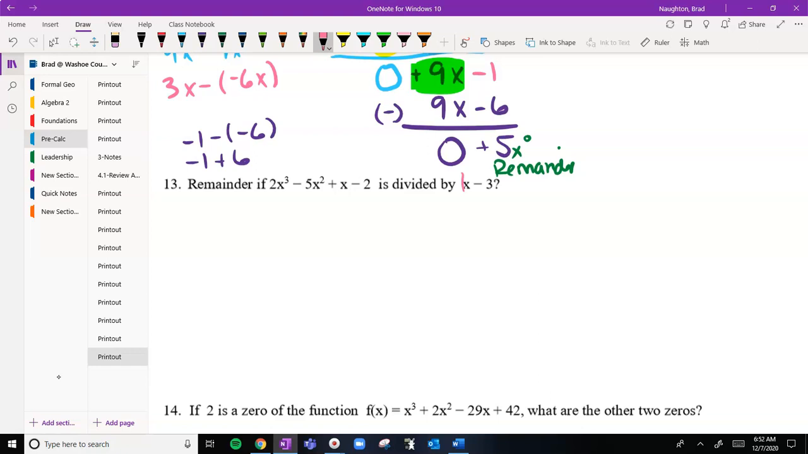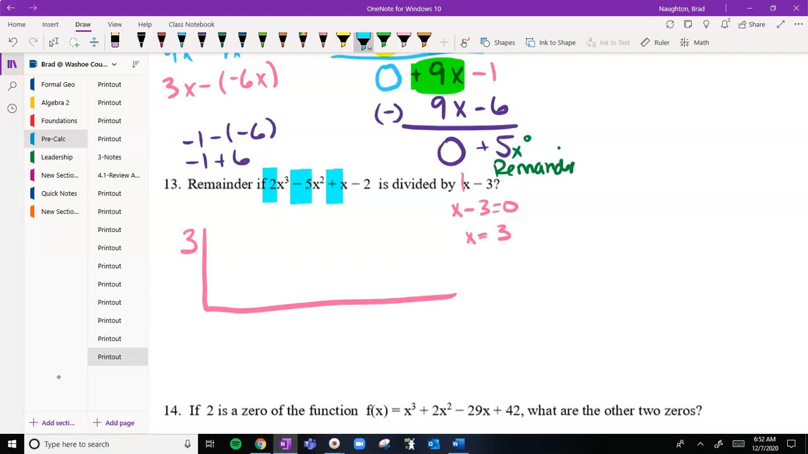You can do long division if you want to, but I'm going to set this equal to 0. And so I get x equals 3. So I'm going to put a 3 on the outside, and then all my coefficients, so 2, negative 5, 1, and negative 2, on the inside. 2, negative 5, 1, negative 2. And remember, you're always going to add down and multiply across. So since there's nothing to do with this first 2, it just drops.